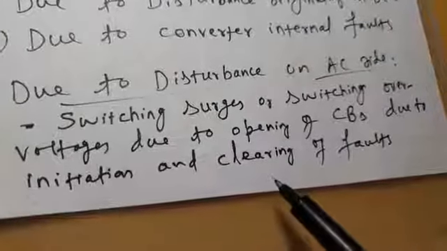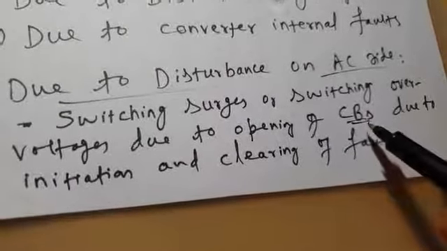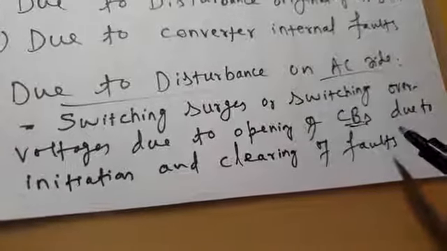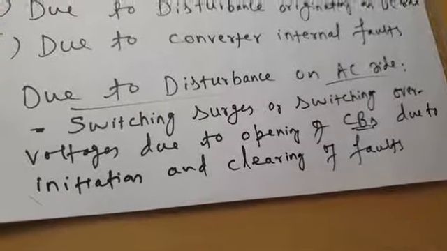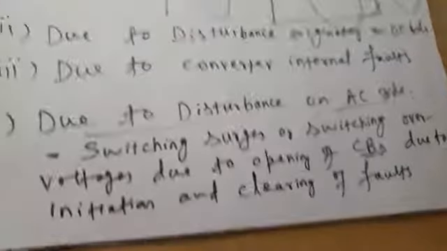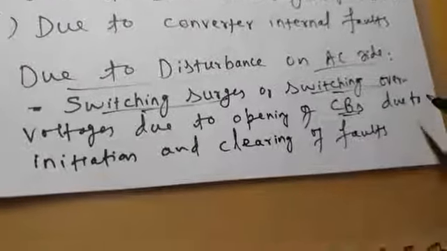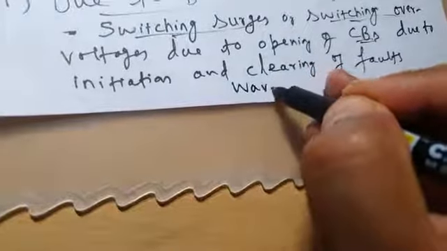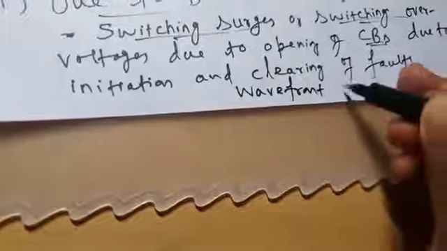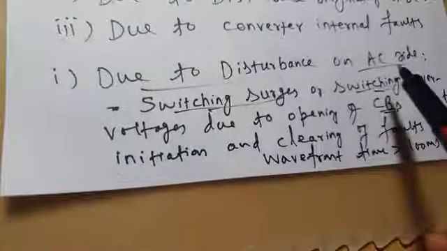Your relay will sense the fault current, it will send a signal to the circuit breaker, and the circuit breaker will open. As soon as the circuit breaker opens, it disconnects your faulty system from the rest of the system. And as soon as your system gets isolated, due to high dV by dt, it will result in switching surges or switching over voltages. And that may be one cause of over voltage. In this case, wave front time is greater than 100 milliseconds. So this is the first disturbance on the AC side.